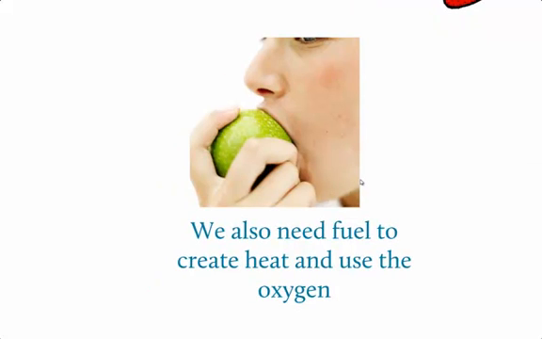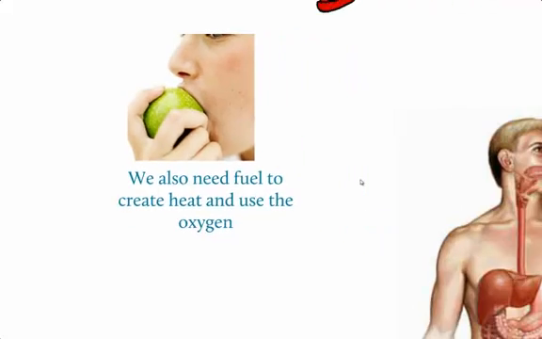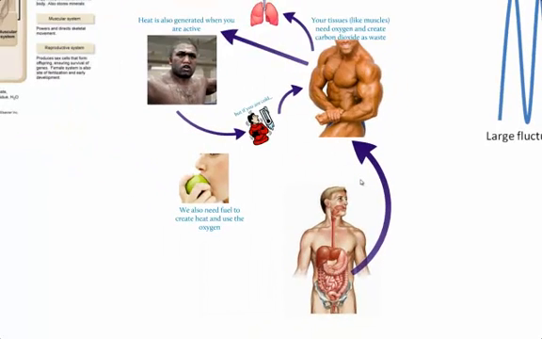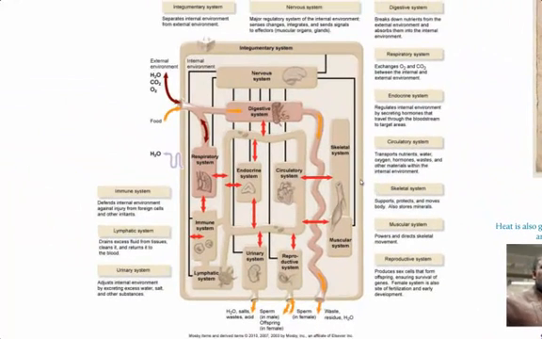But we need fuel to create that heat and use the oxygen, right? Your muscles have to have energy. Where do they get that energy? They get it from the foods you eat. So all of these organs and all of these organ systems are going to be working together to keep each different homeostatic variable within its normal and appropriate range. So all of this is going to work together to ensure that we have a stable internal environment so that all of these other various systems can do their jobs.